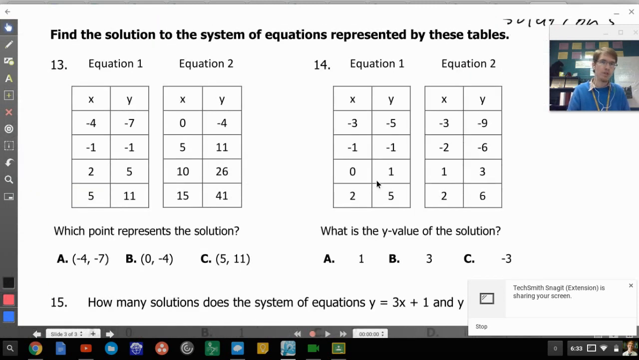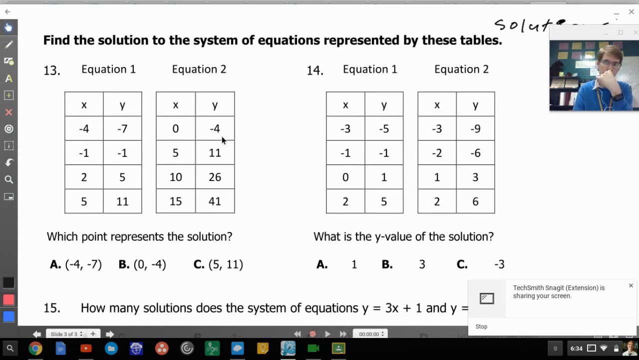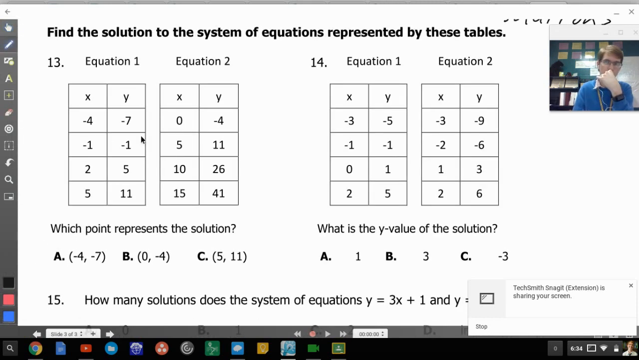All right, 13. Again, we're looking for where there's a solution to the system of equations. So where they have the same point, same x, same y. Okay, well, negative 4 isn't over here. Negative 1, that's not in the x column. 2, 5, 5's over here. And so we've got these 2 points right here. 5, 11, 5, 11. Are those the same point? Absolutely. So which point represents the solution? Well, 5, 11. Bingo.